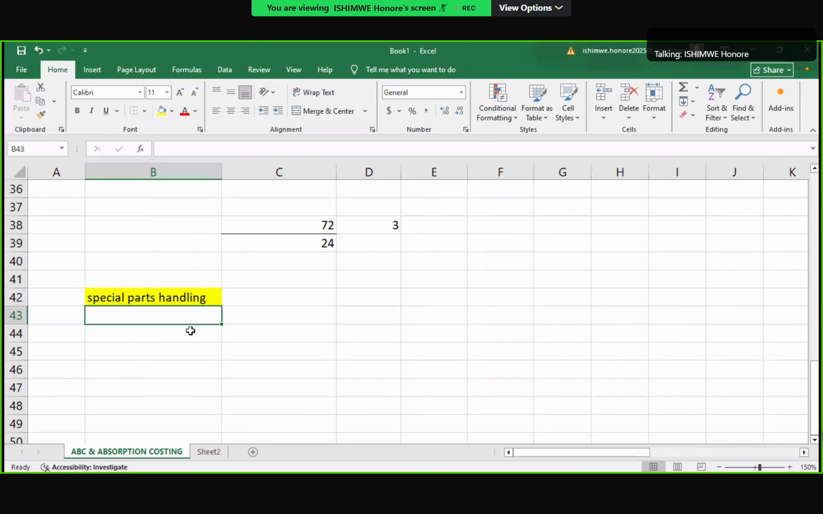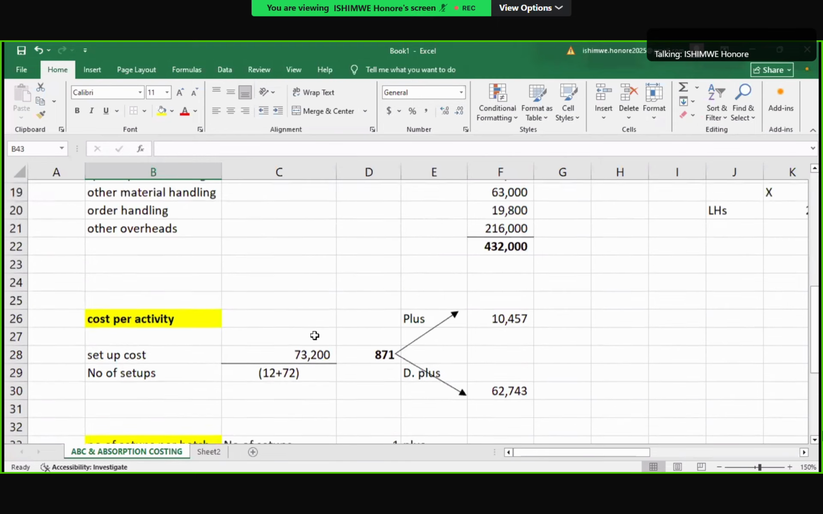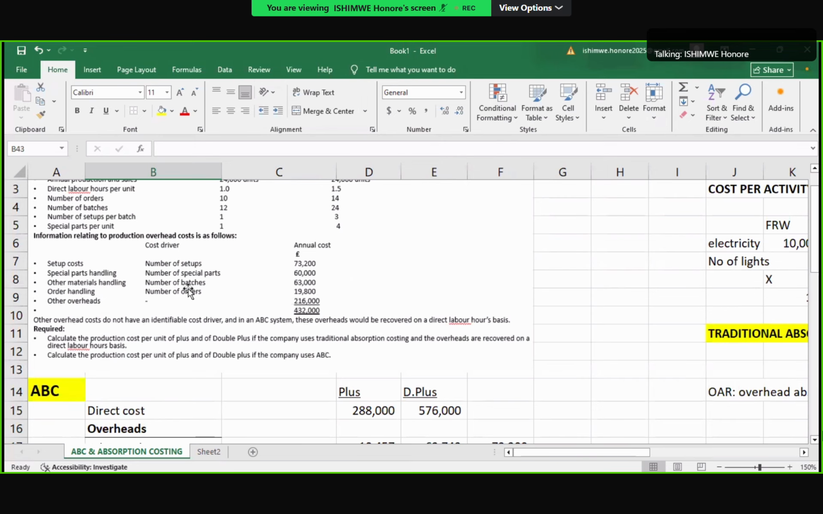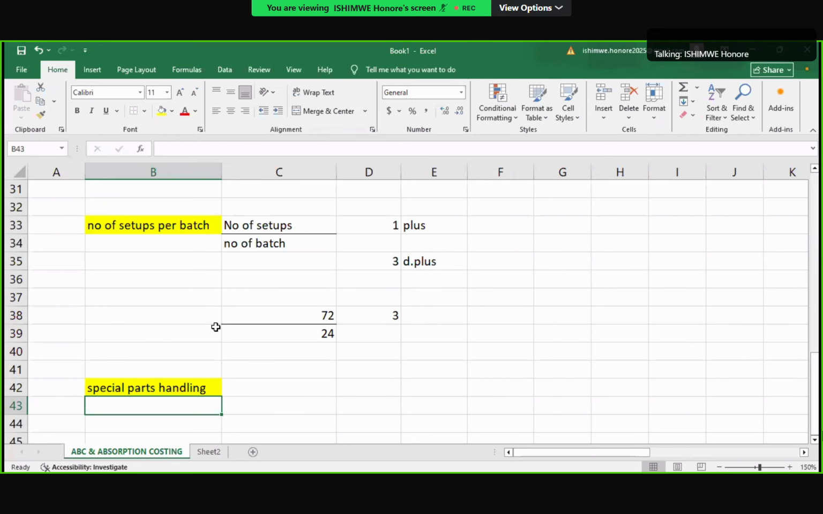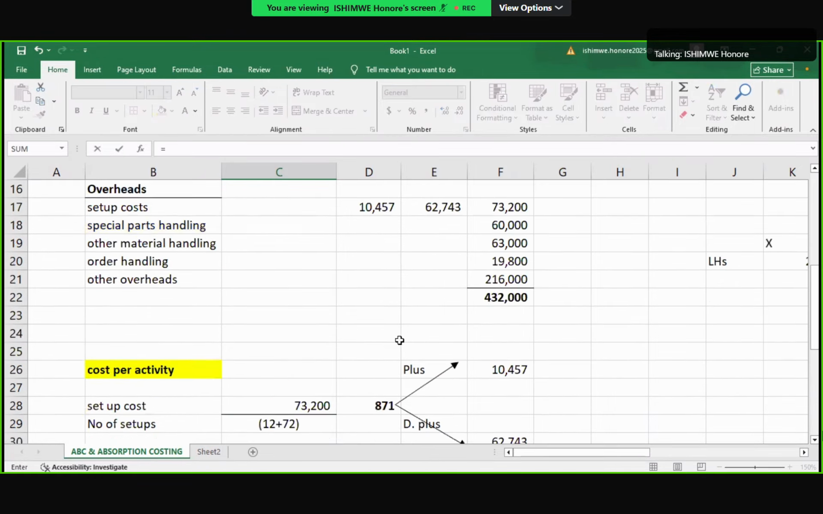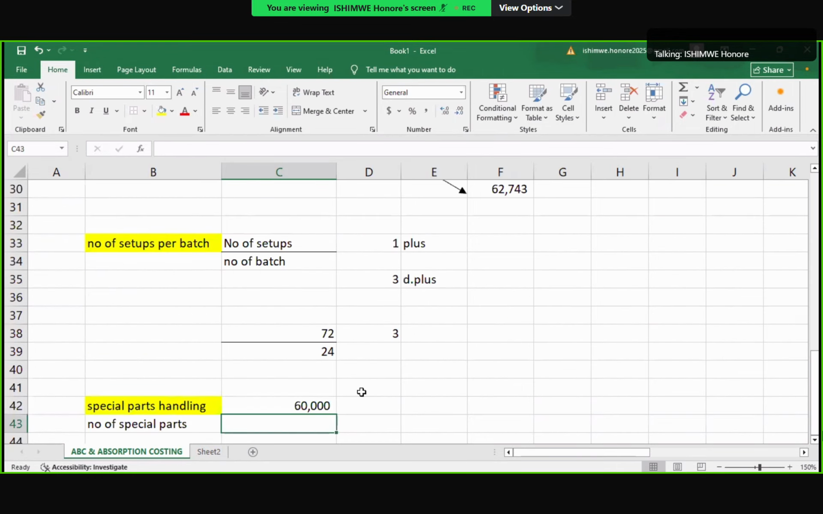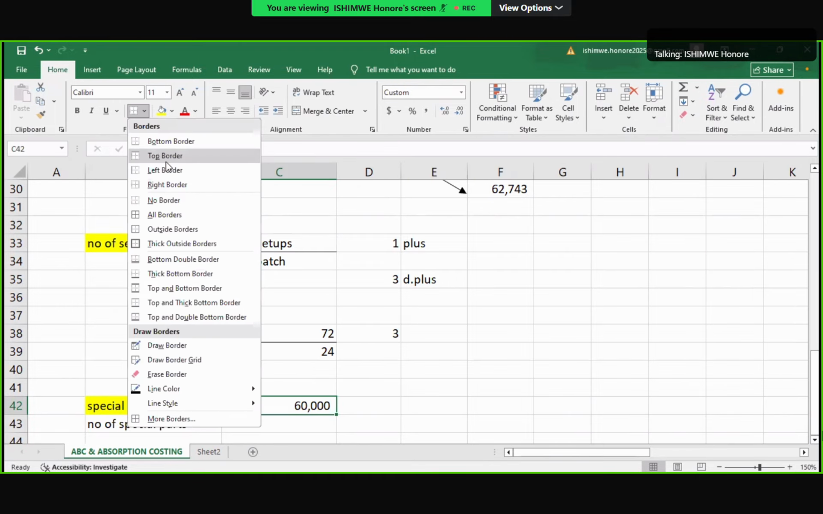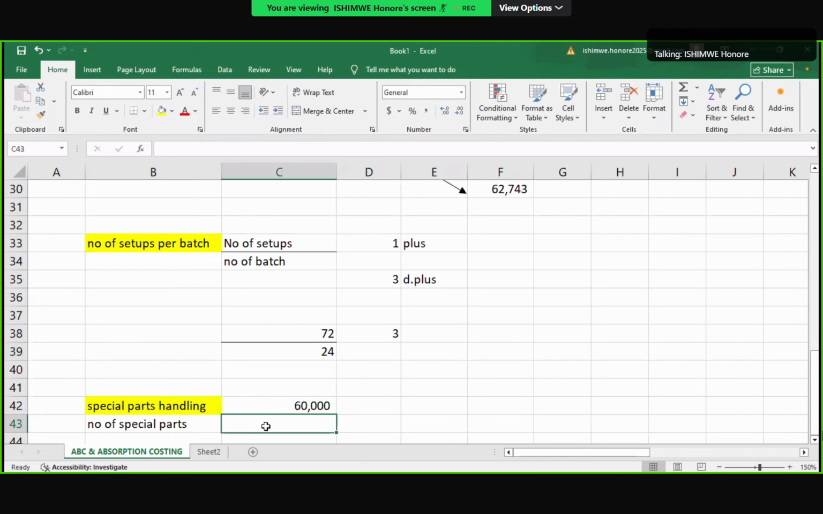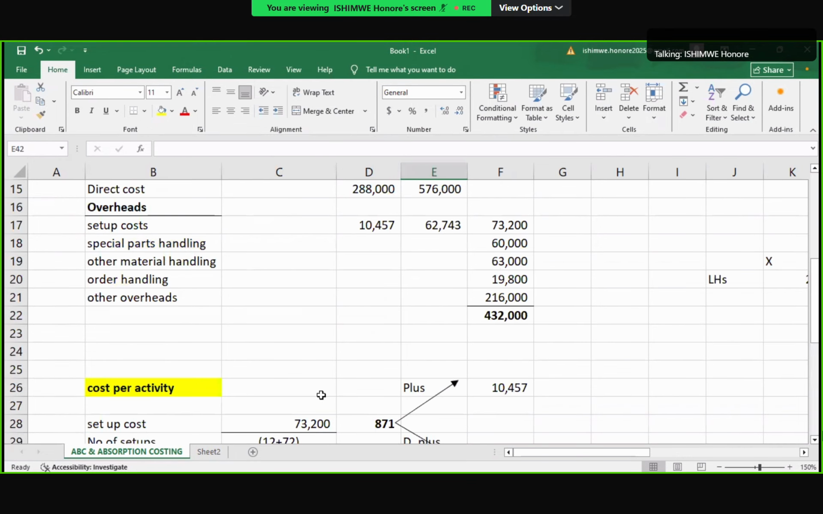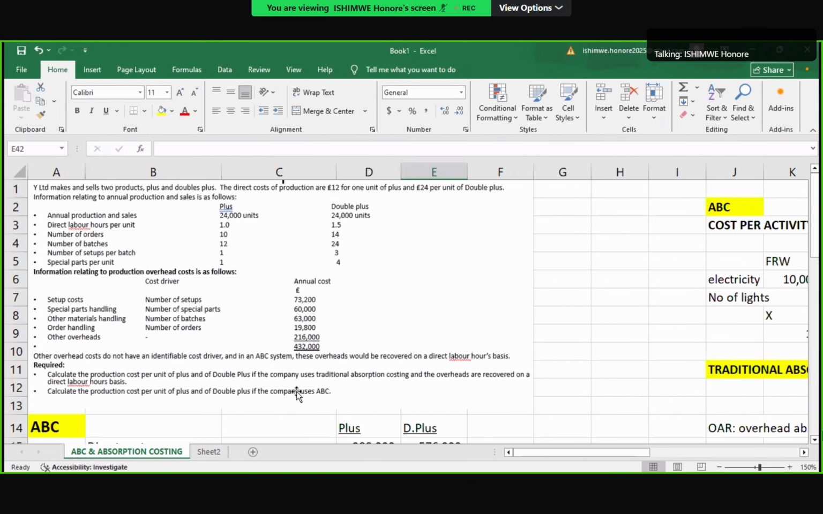So there are cost drivers on activities, the number of activities you have to use for it. It is the number of special parts. Now let's look at our question. Do you have a number of special parts? The total cost here is this figure, 60. I'm going to divide it by those cost drivers I'm using, for plus and double plus. Then let's see if we have a number of special parts. That's information we're going to look for in the question.